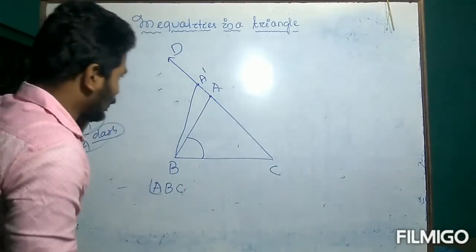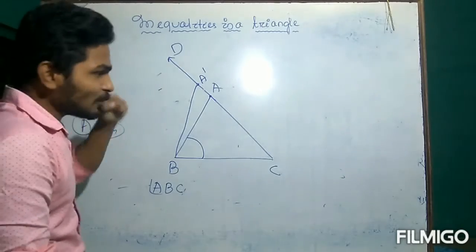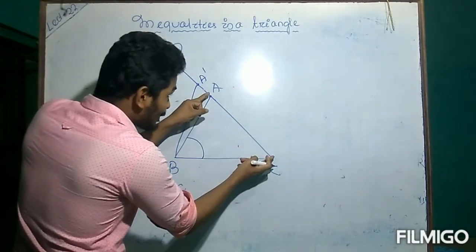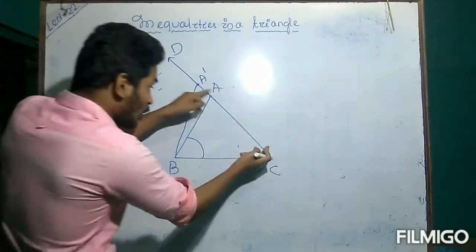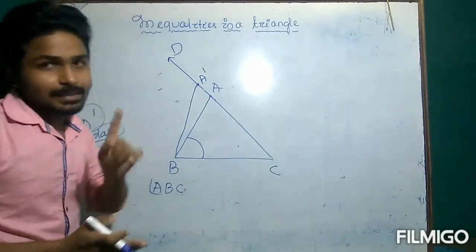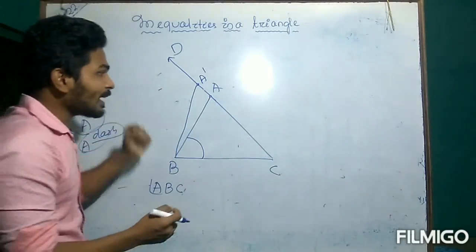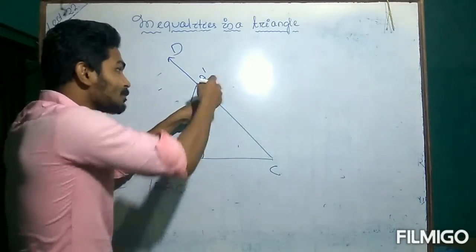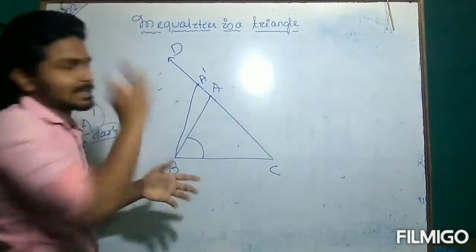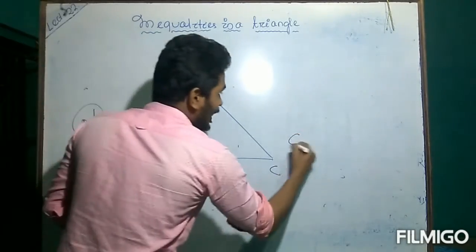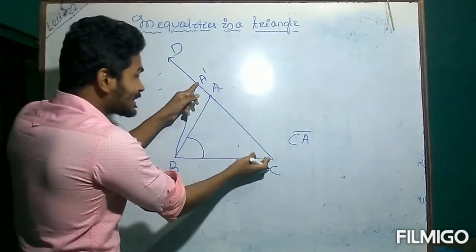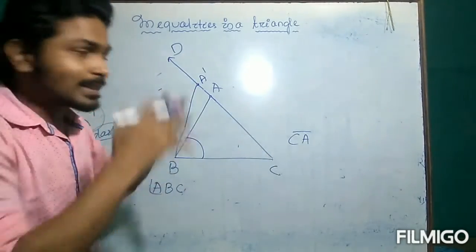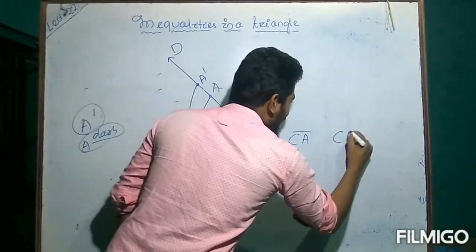Clear? Now see what I am doing here. Here the length of this is CA. The length of the original triangle is CA. Yes or no? Yes. Now I have shifted this point to a point A dash. Hence, we first took CA as a distance, and now we have taken CA dash as a distance.